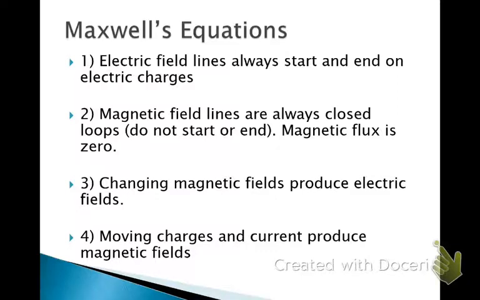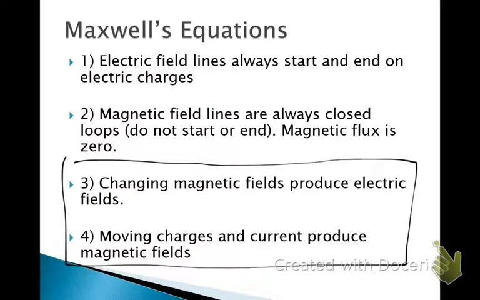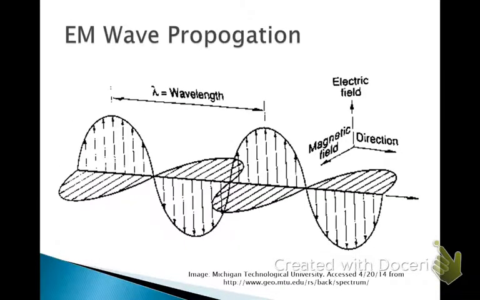It's these last two that really make a difference. A changing magnetic field produces an electric field, and a changing electric field produces a magnetic field. As one changes, it causes the other to change. So if I've got an electric field that starts to propagate up and down as it travels, let's say, to the right, then I'd have a magnetic field that goes out of the page, into the page, out of the page, into the page.